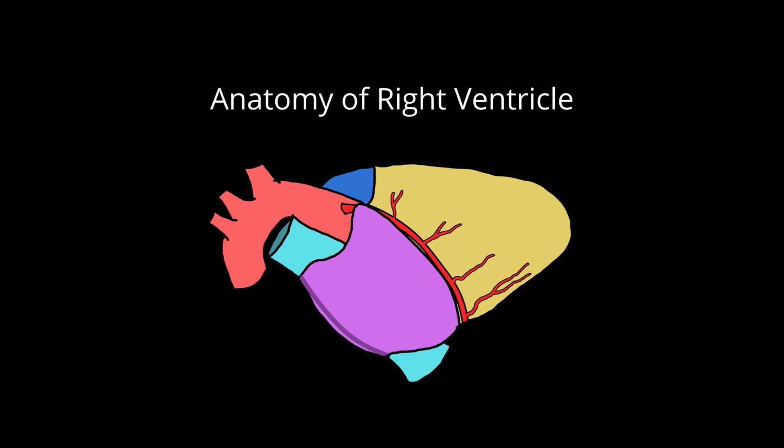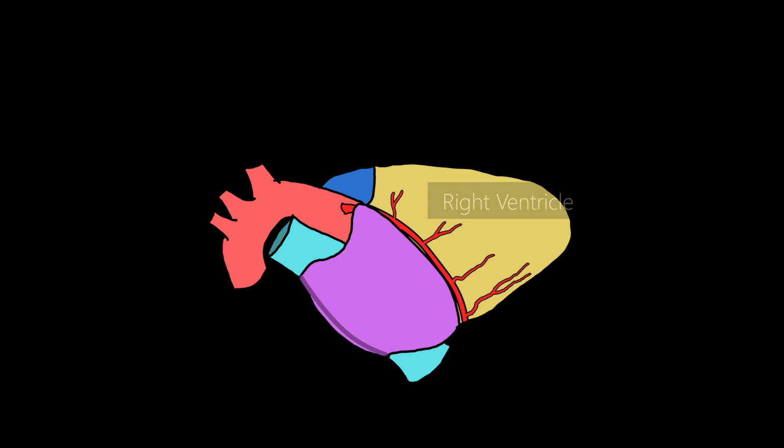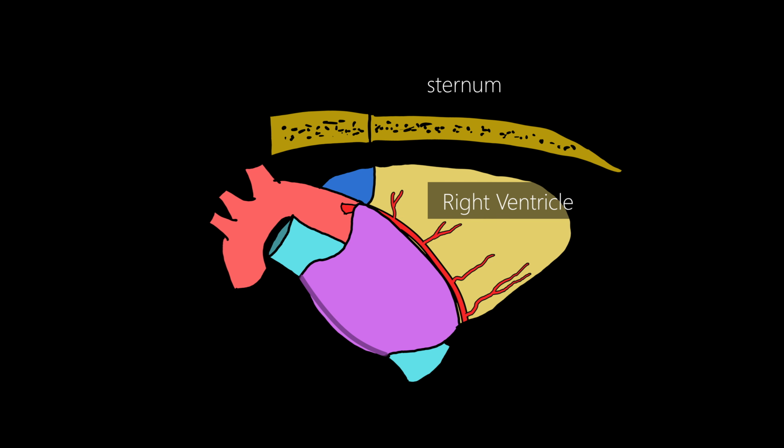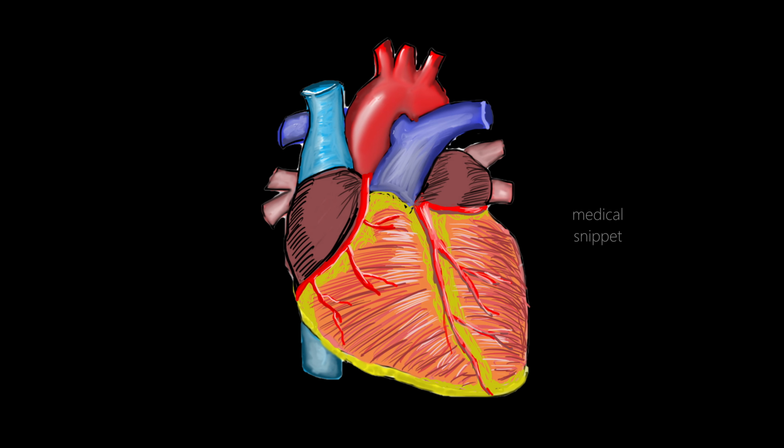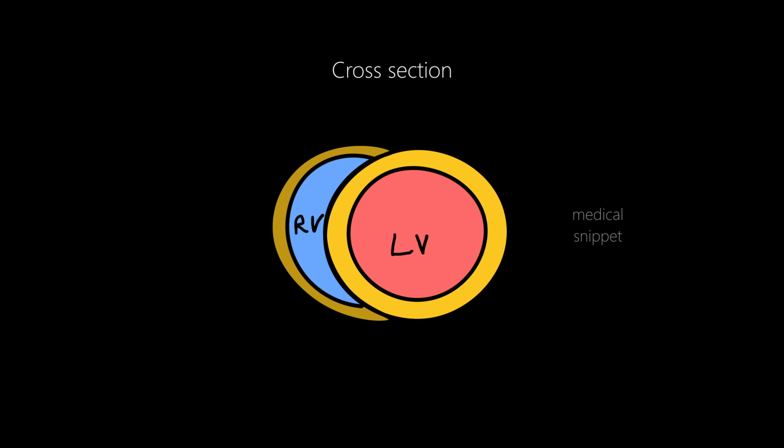In this video, anatomy of right ventricle will be discussed. Right ventricle is the most anterior part of the heart, as it is located just behind the sternum. When right ventricle is viewed from front, it is triangular in shape, whereas the left ventricle is conical in shape. In cross section, the right ventricle is crescent shaped, whereas the left ventricle is circular in shape.